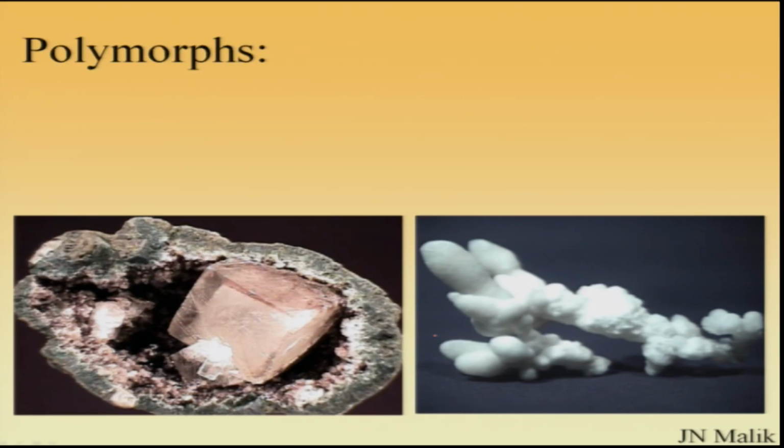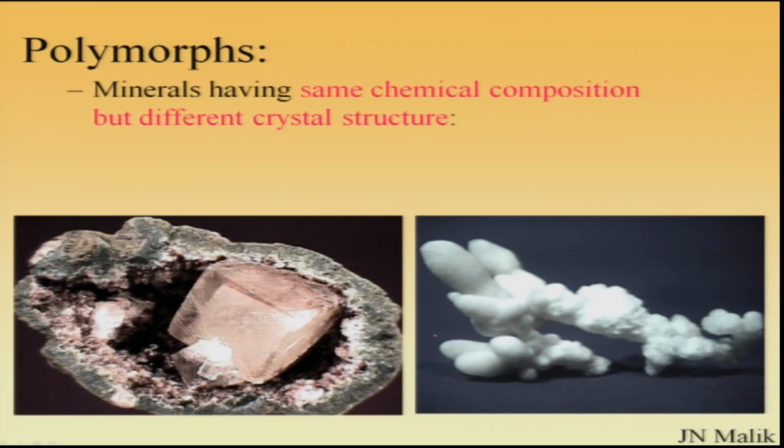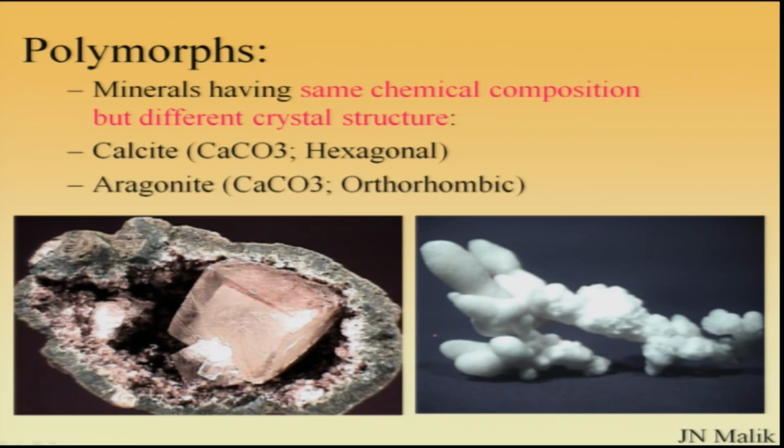And then we have polymorphs. So, we have crystalline minerals, we have mineraloids, and then we have polymorphs. Now, polymorphs are minerals having the same chemical composition but different crystal structures. This is an example which talks about calcite, having a hexagonal crystal form, and then we have aragonite, which is orthorhombic in nature, but both have the same chemical composition. So, polymorphs are those minerals having the same chemical composition and different crystal structures.